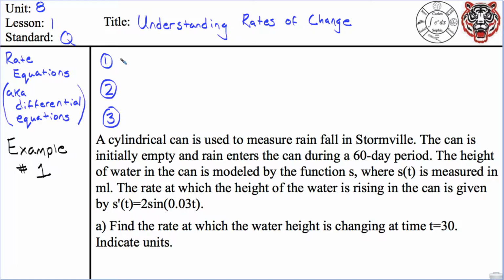They measure how fast. And that's the key part. How fast something is changing.